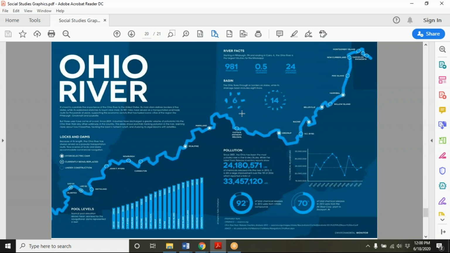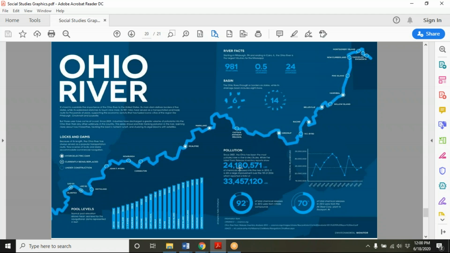And this last slide I have is just an infographic. Sometimes you see them in magazines or online, or somebody tweets out an infographic. This is about the Ohio River. So it's a map, right? There's a ton of information here. It's a map of the Ohio River. This squiggly line is the Ohio River. But there's also all kinds of different bits of information on it, right?